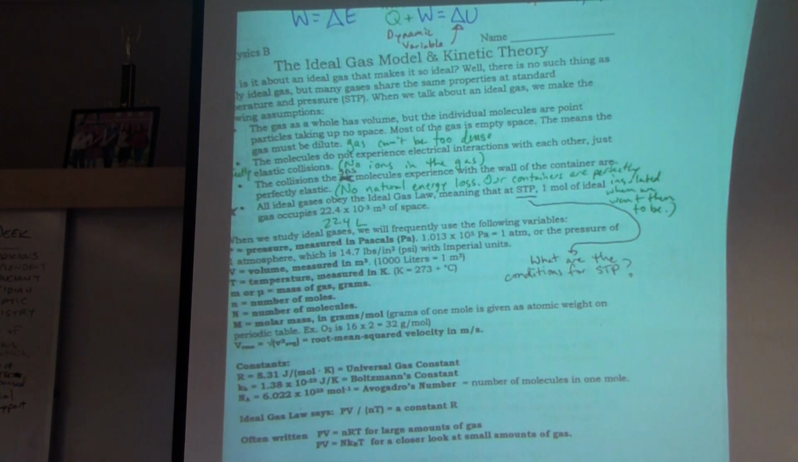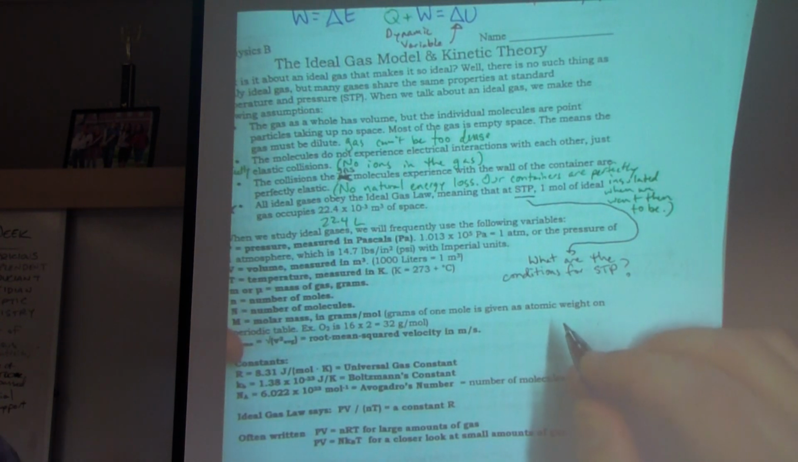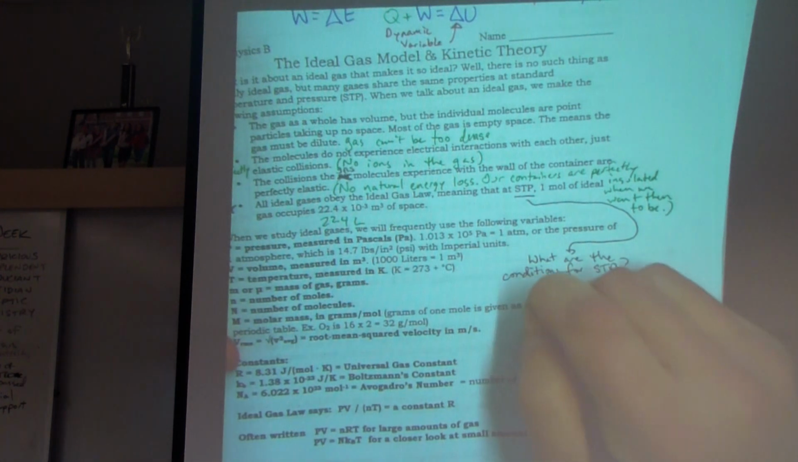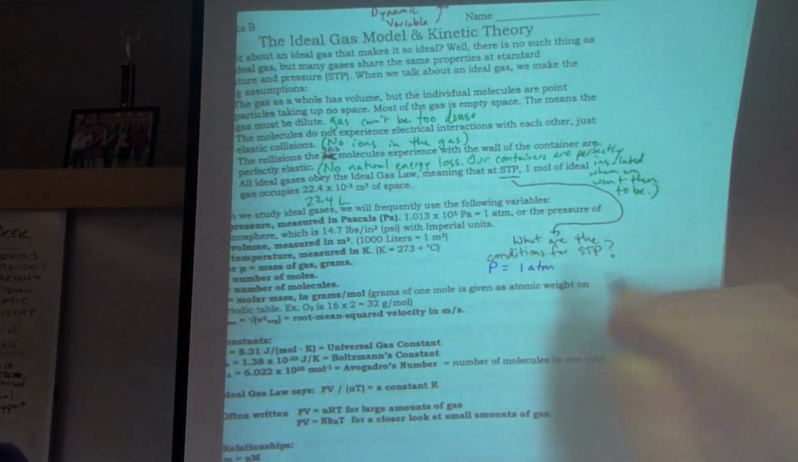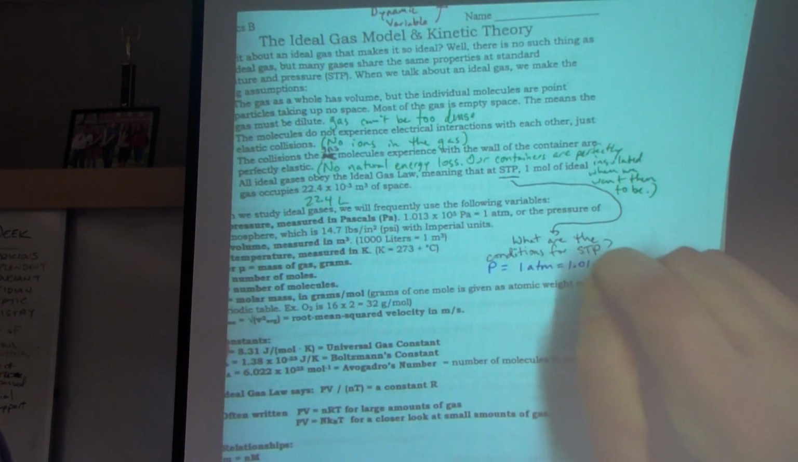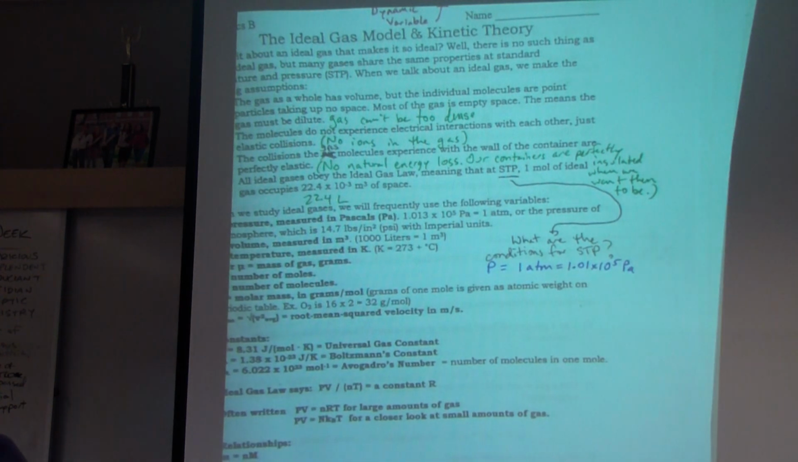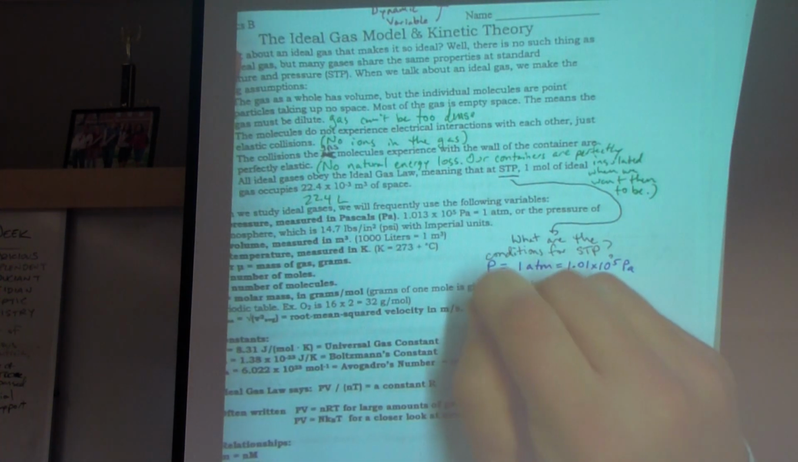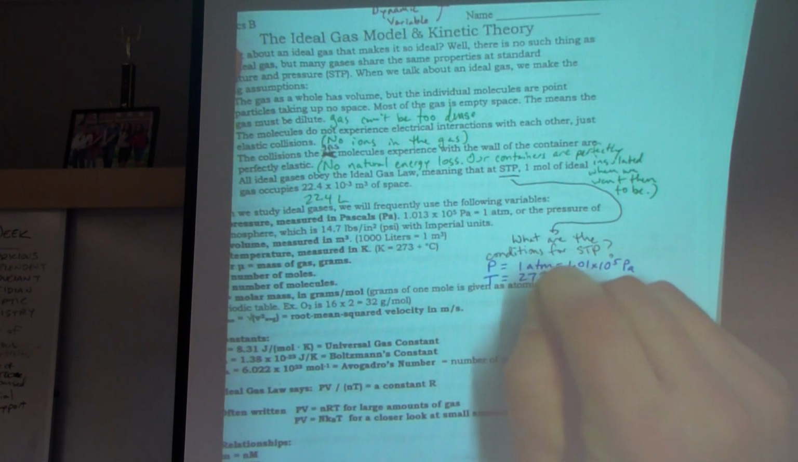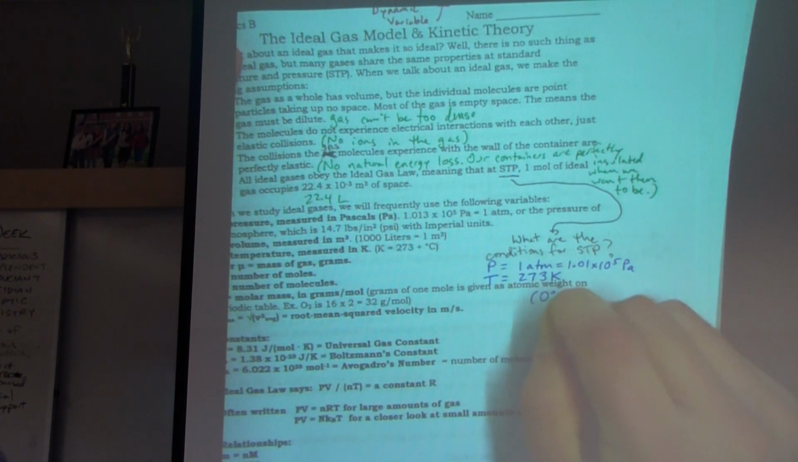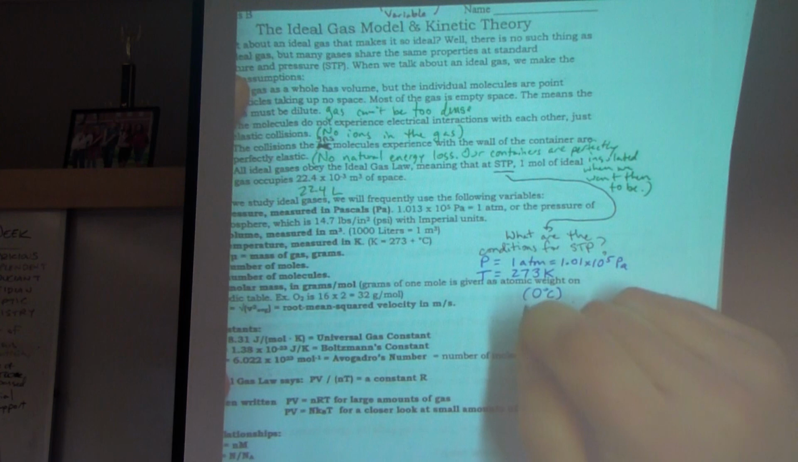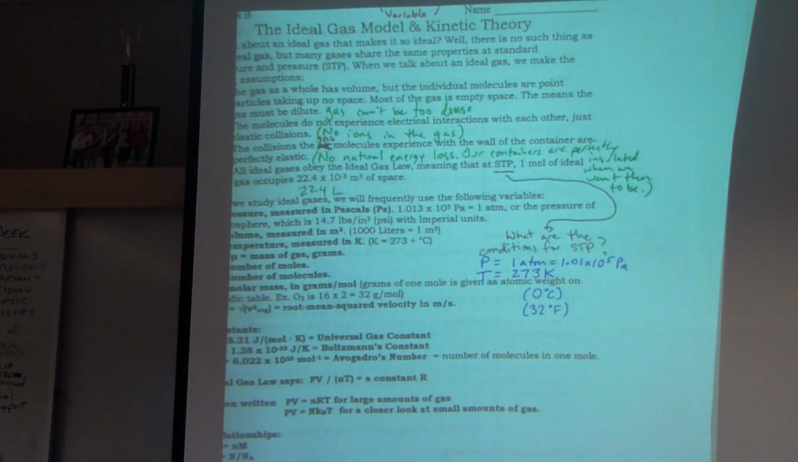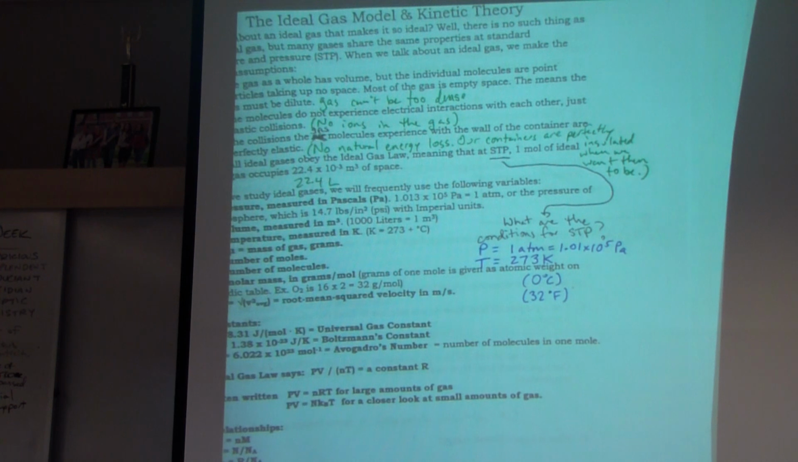Now, what is STP? What are the conditions for STP? We wrote this down last class. Do you remember? The pressure should be 1 atmosphere, which is also 1.01 times 10 to the 5th pascals, and the temperature should be 273 Kelvin, which is also 0 degrees Celsius. Which is also 32 degrees Fahrenheit, but we don't care about that. Stupid Fahrenheit.